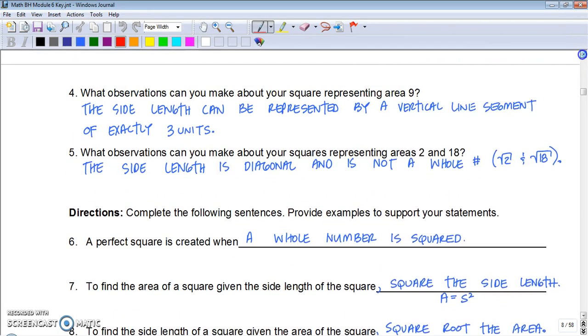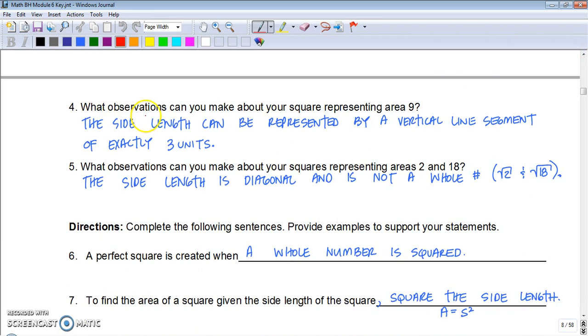On the next page, you're welcome to pause this, but I'm just going to kind of read through these. So we notice that 9 then can be represented by using vertical line segments because 9 is a perfect square. What we notice about 2 and 18, those are not perfect squares in that there is not a number squared that will give us 2 or 18. And so therefore the sides have to be diagonals. And in fact, the square root of these numbers is not nice, and that's what Module 6 is about.